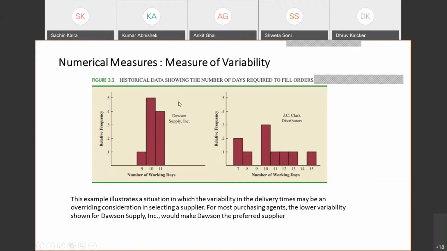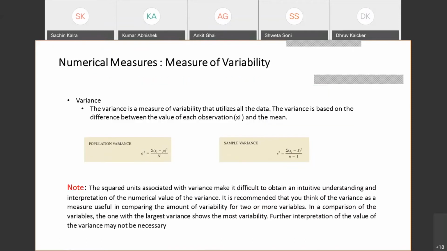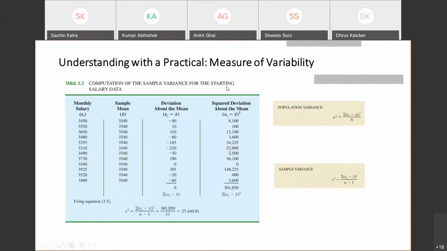So in this case, the sales head should place more orders with Dawson Supply compared to JC Clark. It's not that it should stop JC Clark, because you should not depend on one supplier entirely. So more orders to Dawson, fewer orders to JC. This is how you can present your analysis on BI dashboards as well, sometimes using the simplest measures from statistics.